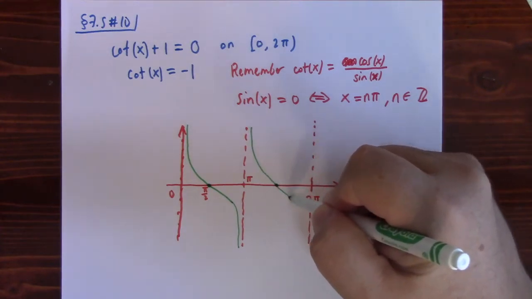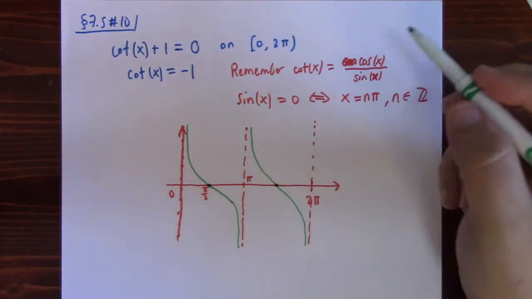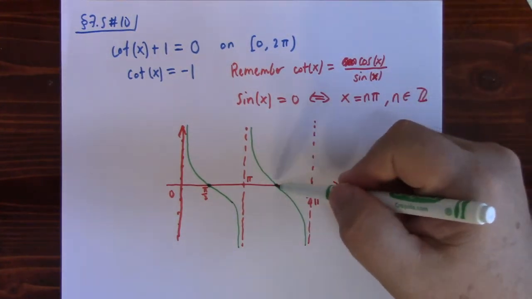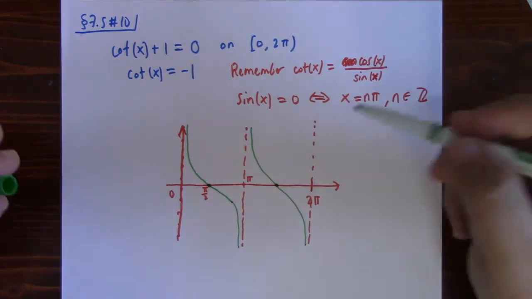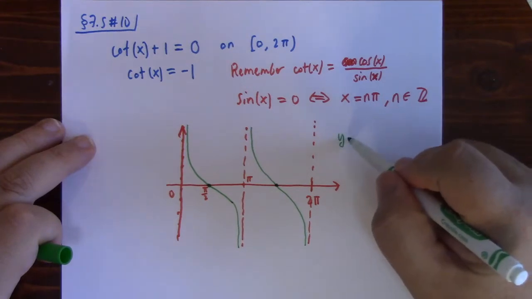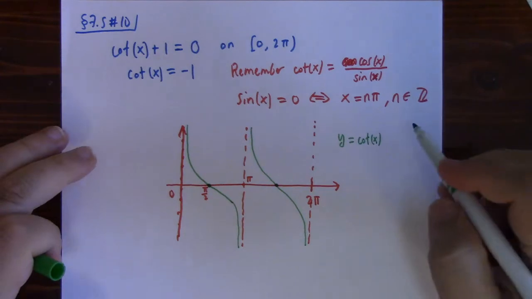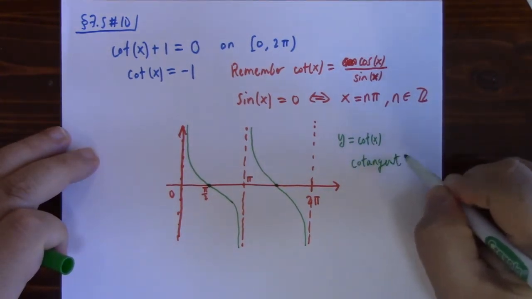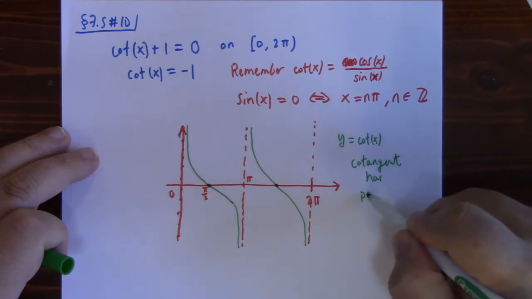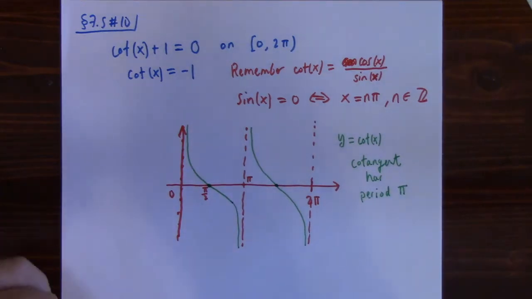So in quadrant 3, you have sine and cosine both negative, so you get a positive. And then in quadrant 4, you've got sine negative and cosine positive, so you get negative. Okay, so that's the graph of y equals cotangent x. So you notice that cotangent x has period pi, so if we find one solution, we find another by just adding pi or subtracting pi.